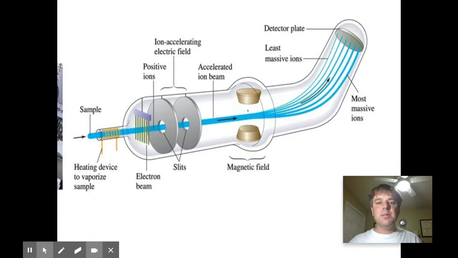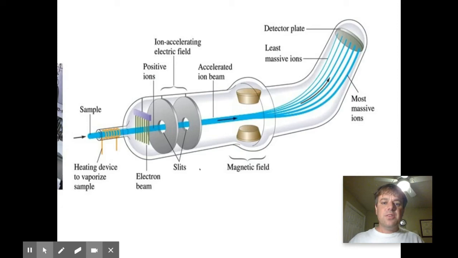And then it'll pass this magnetic field, and magnetic fields will deflect things that have electrical charges. And then the tube curves, and the least massive particles will deflect the most, and the heaviest particles will deflect the least. That has to do with the concept of momentum for those of you who are physics minded. So the lightest particles bend the furthest, the heaviest particles bend the least, and this little detector plate determines where they hit, and so it can tell, relatively speaking, what the different masses are. So that's how this works.